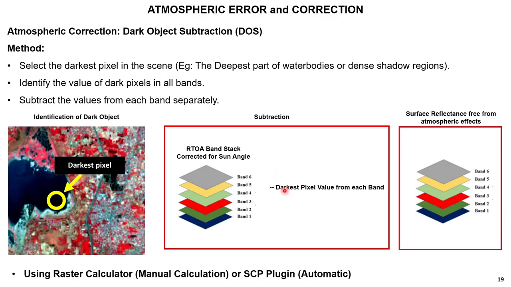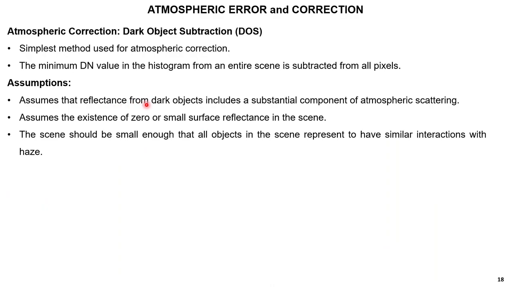This method assumes that the dark parts of the image include the effects of atmospheric scattering, and that all these dark objects will have a uniform amount of atmospheric interaction. If we subtract such pixels, we will be able to remove the entire atmospheric effect from all the other pixels.